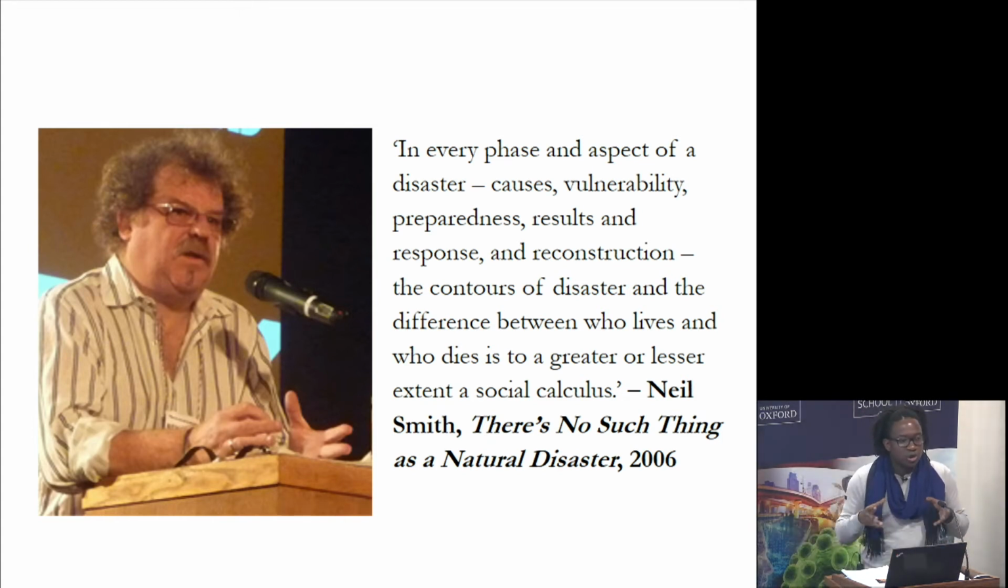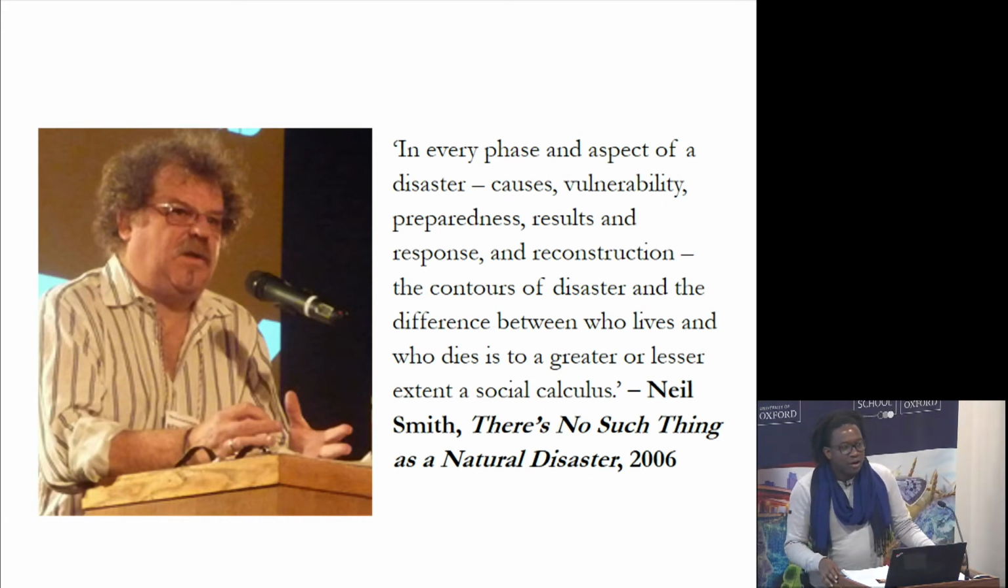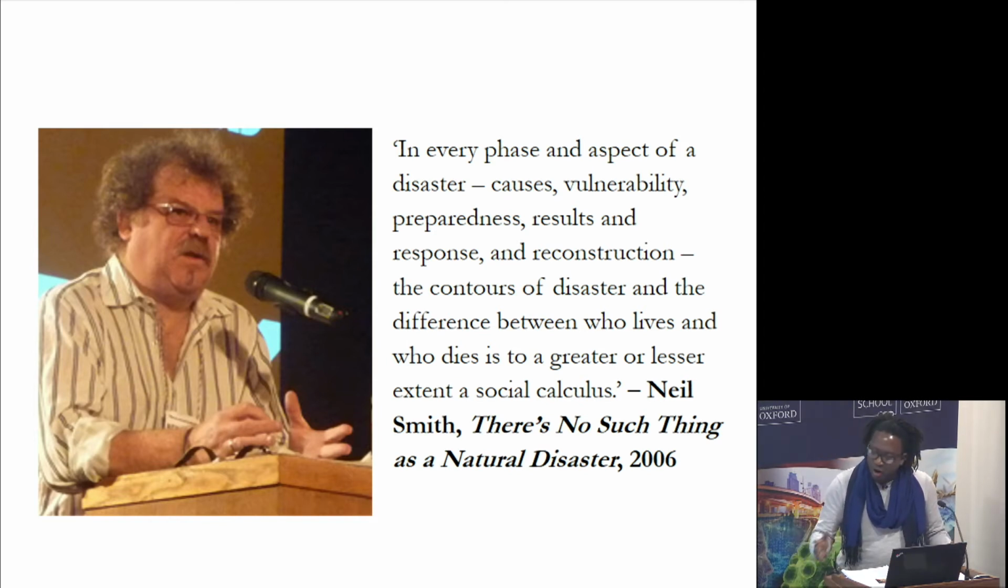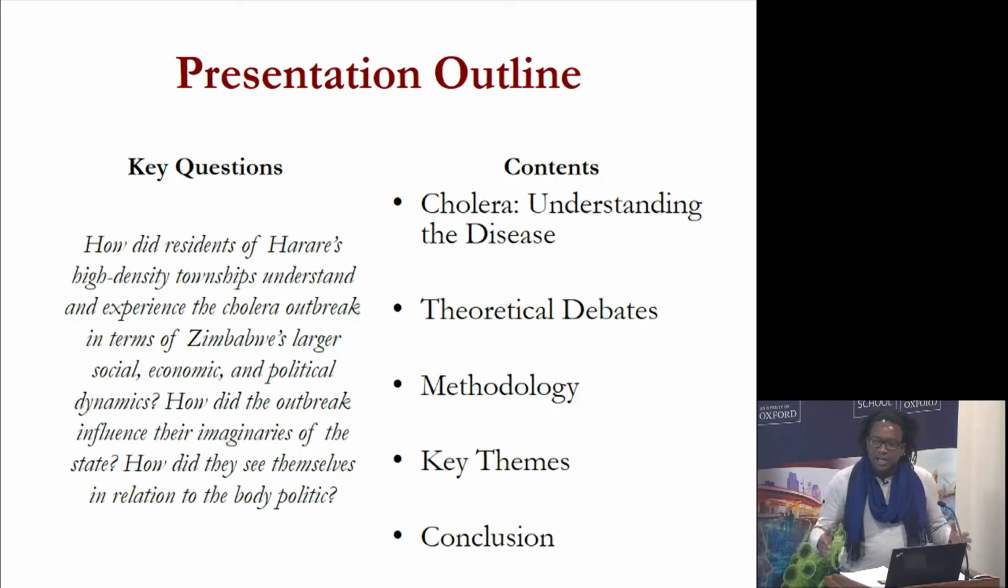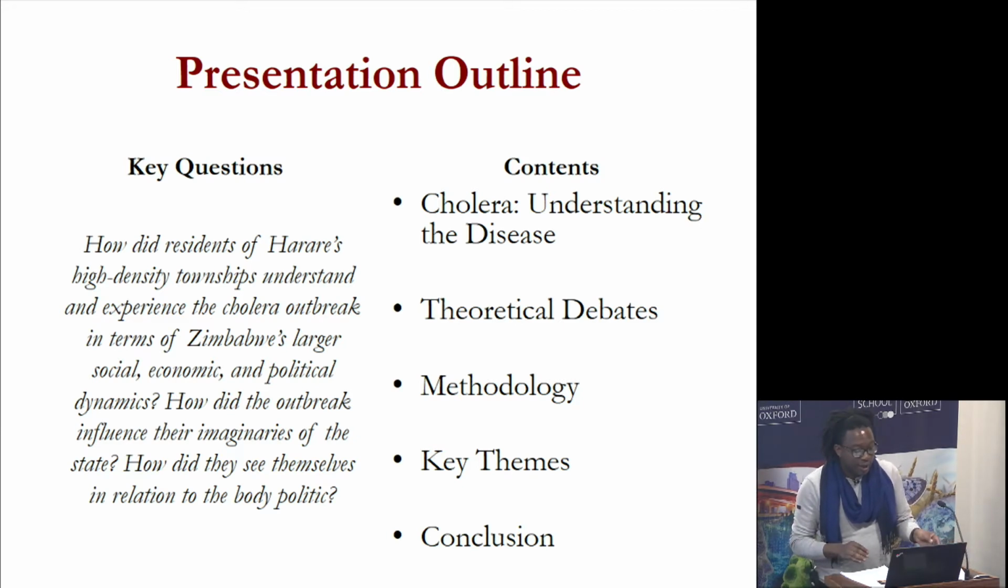So throughout this presentation, I don't treat citizenship as the formal juridical category of belonging within a national polity. Rather, I look at citizenship as an iterative encounter between people and institutions of the state. And I argue, of course, that disasters and crises such as the cholera outbreak show these encounters in a sharp and detailed perspective. By extension, I also argue that born of these encounters are what I'm going to be referring to as political subjectivities. In other words, how did people understand themselves in relation to the authorities that govern them? How did they make sense of their position within society? How, for instance, did Zimbabwe's or Harare's high-density township residents come to understand and experience the outbreak in terms of Zimbabwe's larger social, economic, and political dynamics?